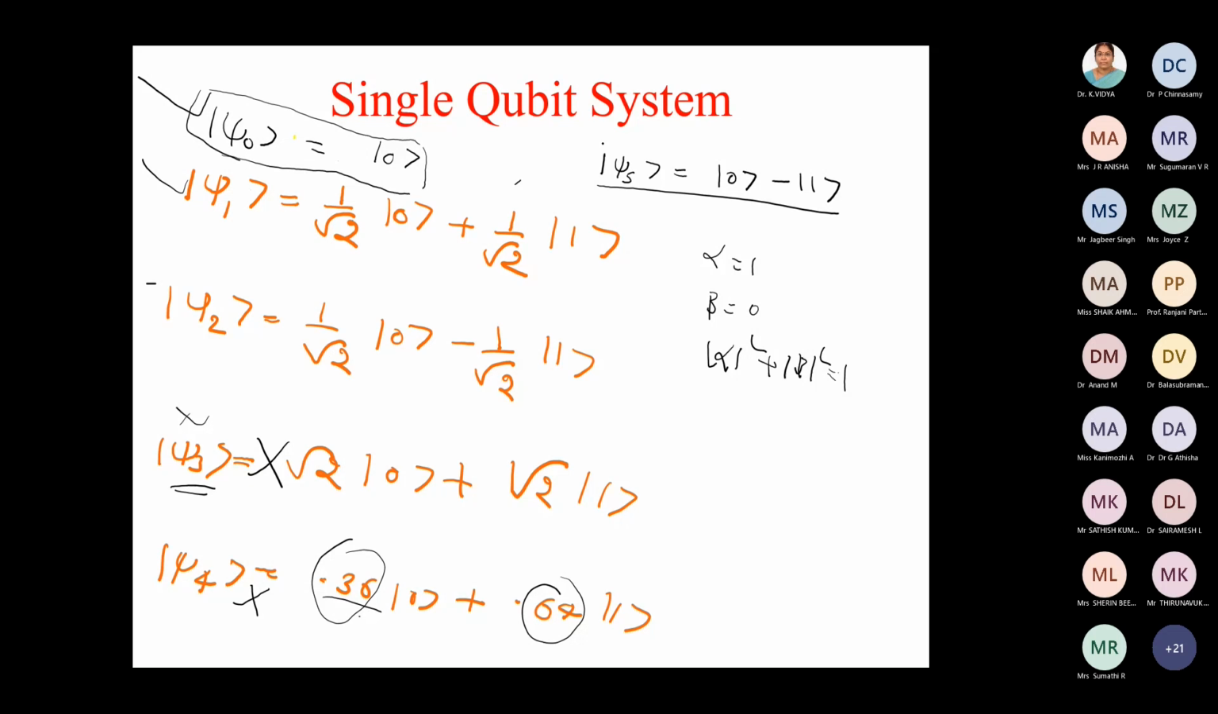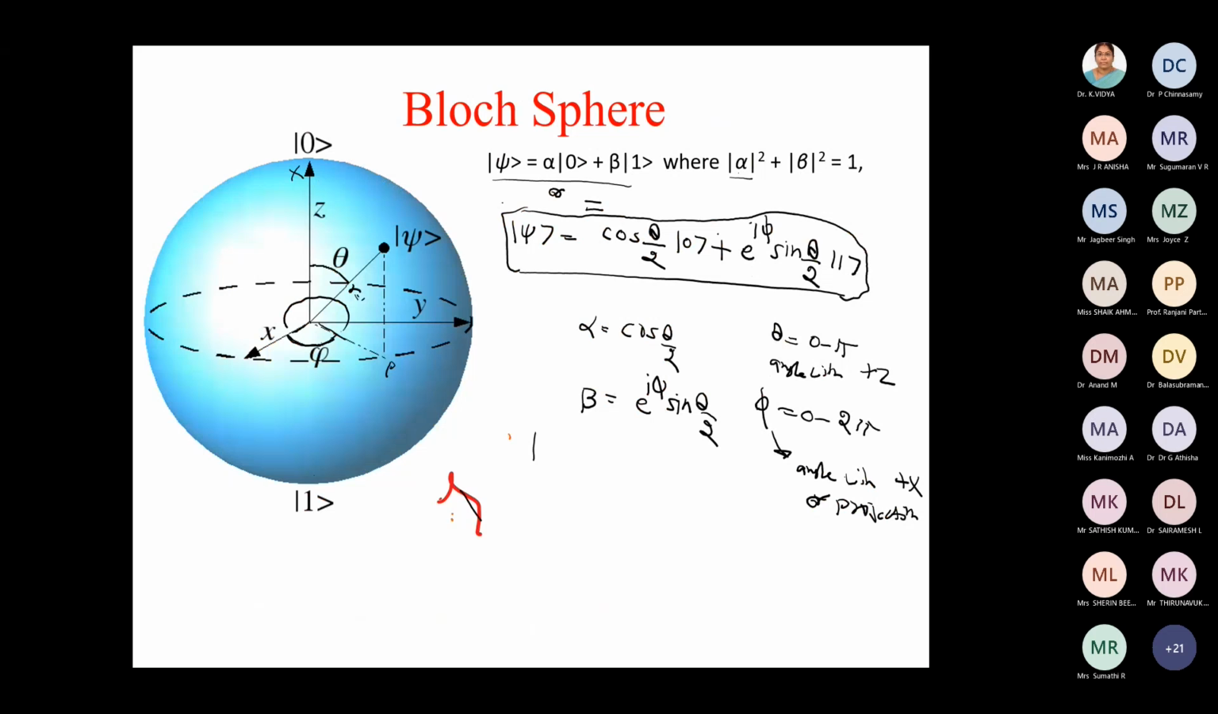What about this, psi 5? Any new participant who has not replied till now can tell whether this psi 5 is a valid qubit. Not a valid qubit. Why? Because the sum is 2. Perfect. Whenever this sum is not 1, it means that point might lie inside or outside the Bloch sphere surface, so it's not a valid qubit state. And whenever that sum is 1, that point will be lying on the surface of this Bloch sphere.